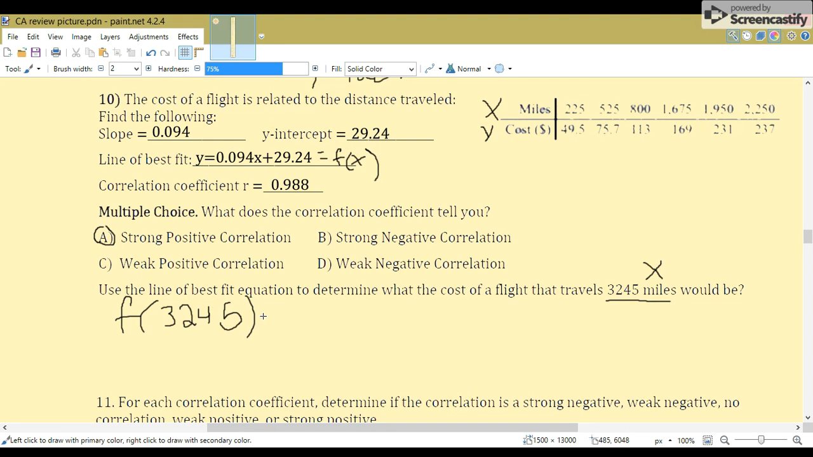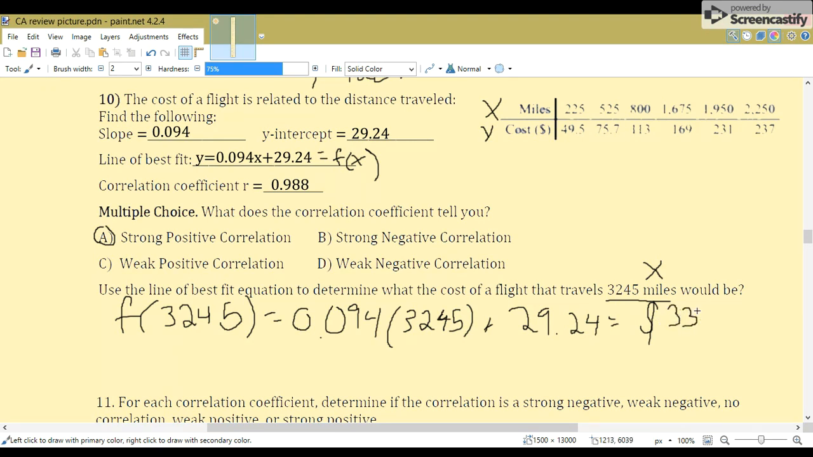So if we write that into our expression, we have 0.094 times, or parentheses, 3,245, close parentheses, plus 29.24. And if you work that out, or you put it in the calculator, you get about $334.27.